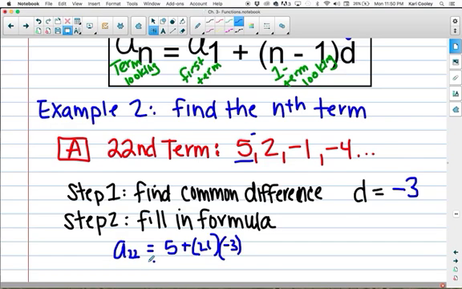So then when I do my please excuse my dear Aunt Sally, my order of operations, I get 5 plus, and this would come out as -63. And then I would finish out my math problem. So my a of 22, my 22nd term in this, is going to be the answer of -58.